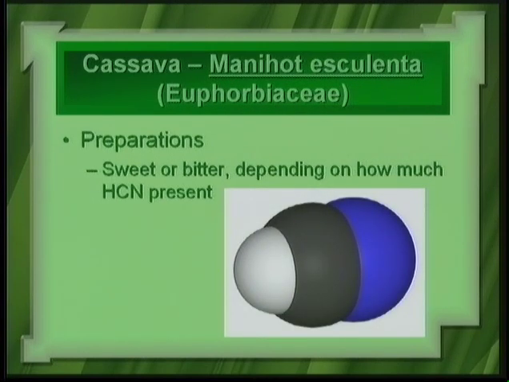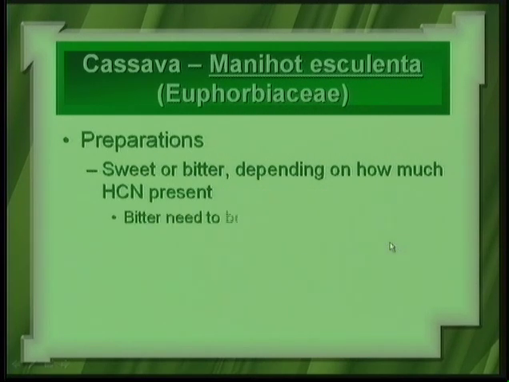Now, this preparation, you could either have sweet cassava or bitter cassava, and it depends on how much of this thing called hydrocyanic acid happens to be present in it. And this hydrocyanic acid is actually a form of cyanide. So here you have a hydrogen bonded with a carbon, which is triple bonded to a nitrogen. It's a poison, a nerve poison.